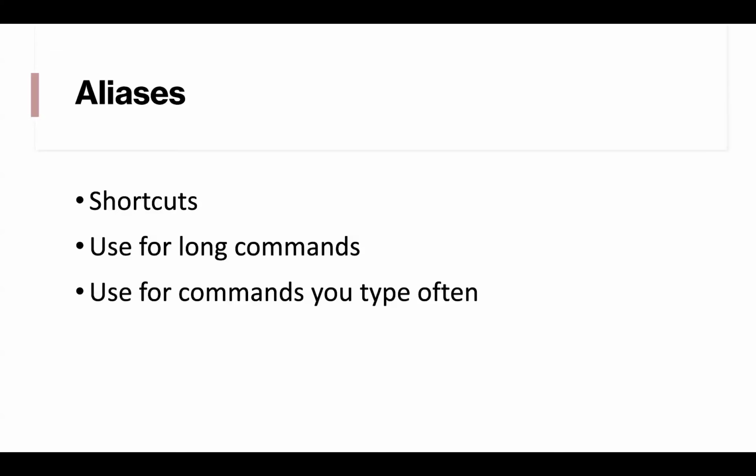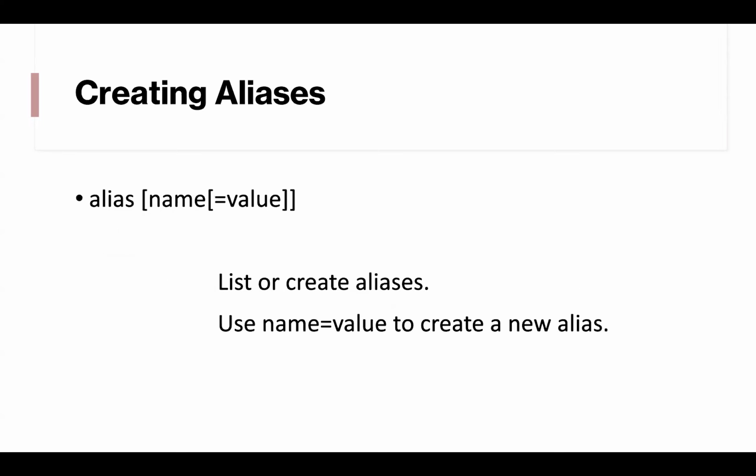For example, if you type ls space hyphen l frequently, you may want to abbreviate it to ll. This alias often comes predefined in many Linux distributions. You can use alias to create a new shortcut. The alias command can list or create aliases.